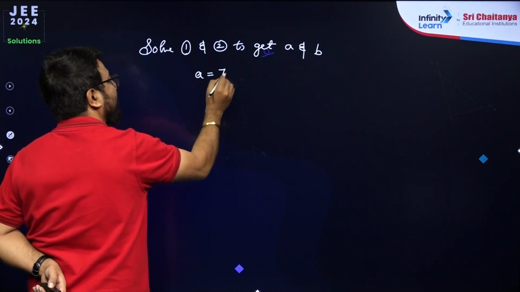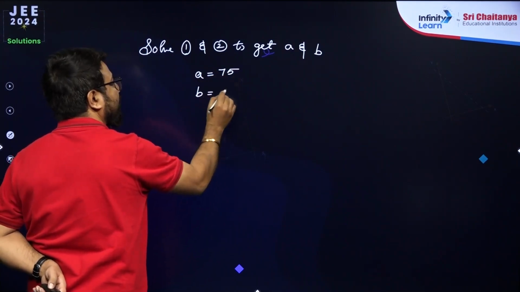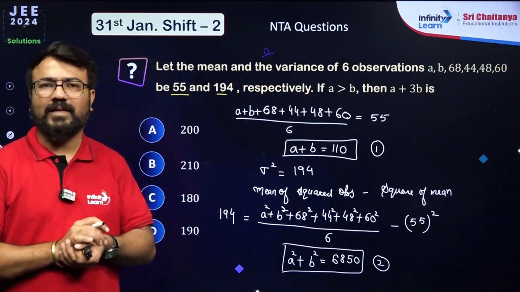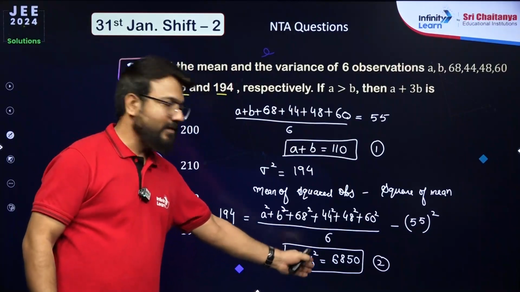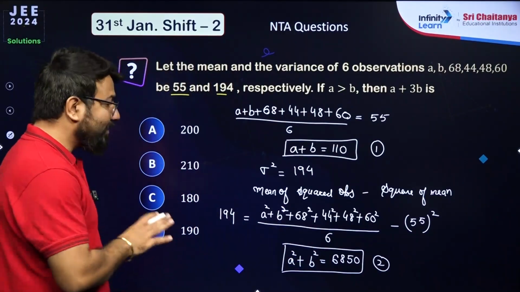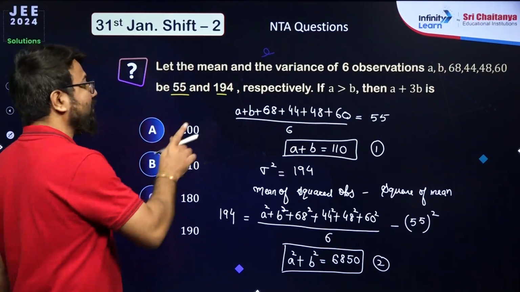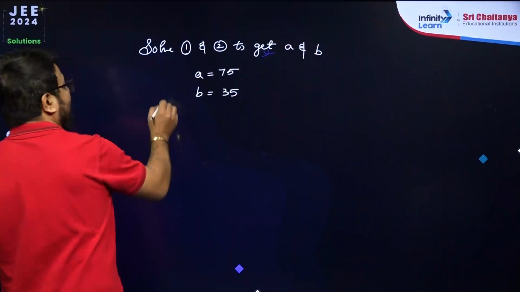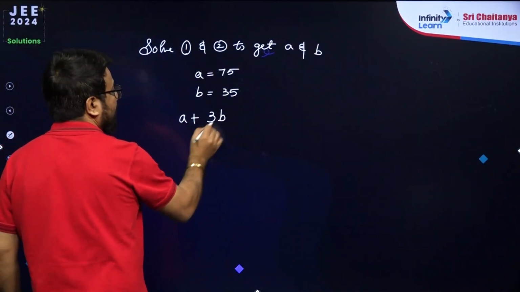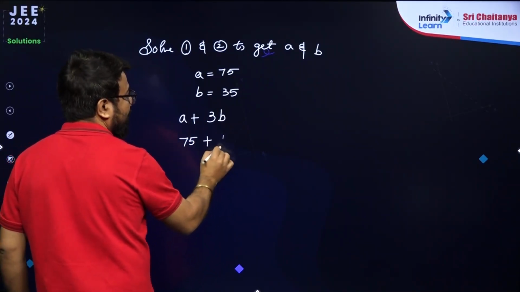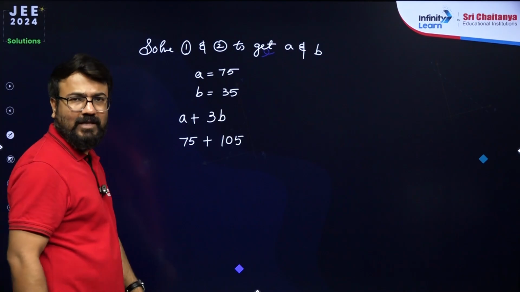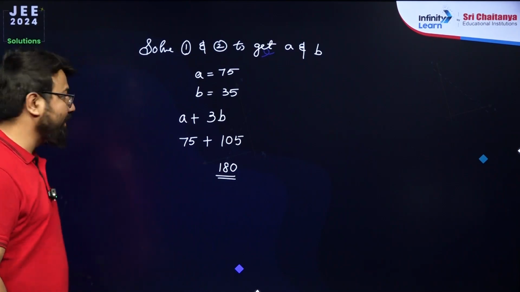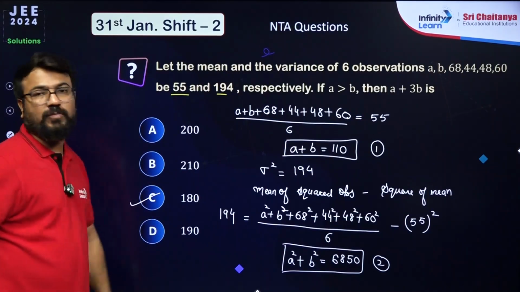After solving it, I get a as 75 and b as 35. We can easily see that 75 plus 35 is 110 and 75 square plus 35 square is 6850. Now, once we have 75 and 35, they haven't asked us for the a value and b value, they have asked us for the expression a plus 3b. So 75 added to 105, because 35 into 3 is 105, will become 180. That means the answer to this problem is 180. 180 is given to us in option C. That is why option C will be the final answer.